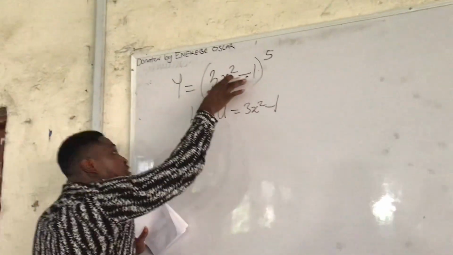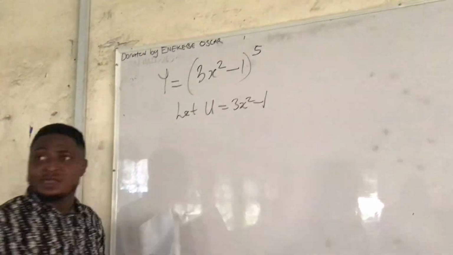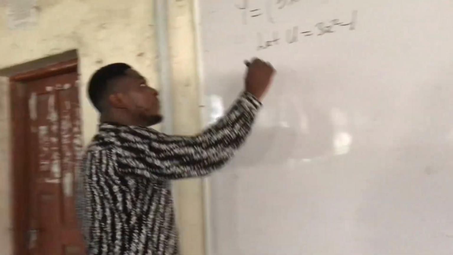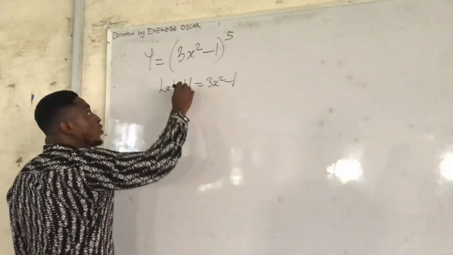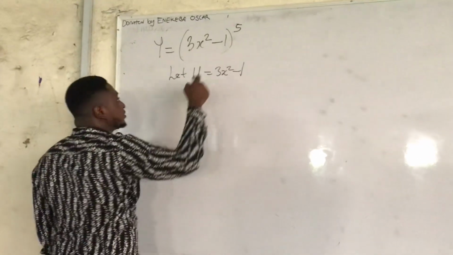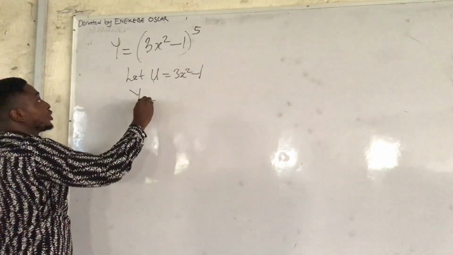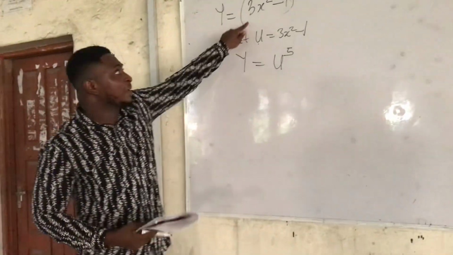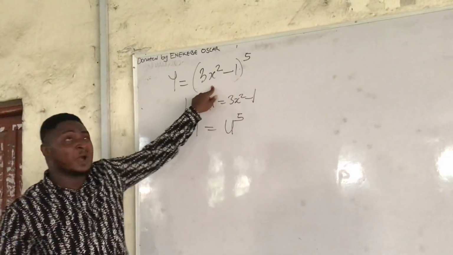Class, anytime you see a function raised to the power of a number, something in a bracket, replace everything inside the bracket with a u. So let u be equal to 3x squared minus 1. So that y is now equal to what? u raised to power. If we replace everything in this bracket with u, it means that y is u raised to power what?